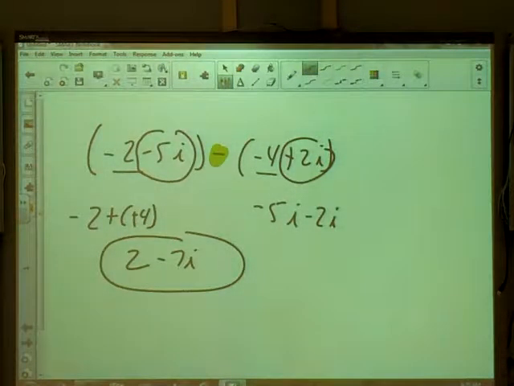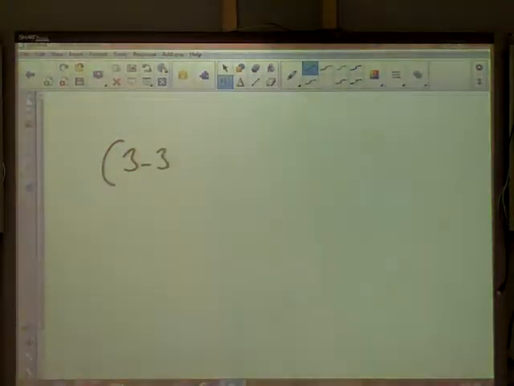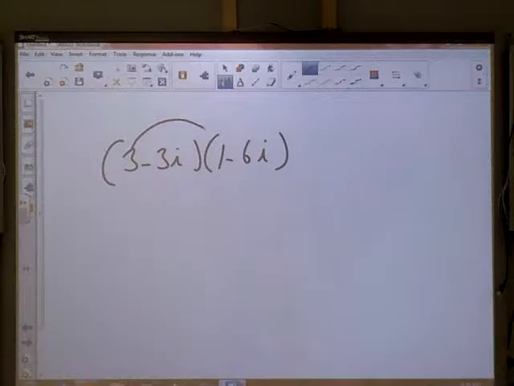All right, on number 13, there's not a sign in between the parentheses, which means multiply. So I got 3 minus 3i times 1 minus 6i. So it's 2 binomials, so I'm foiling here first.